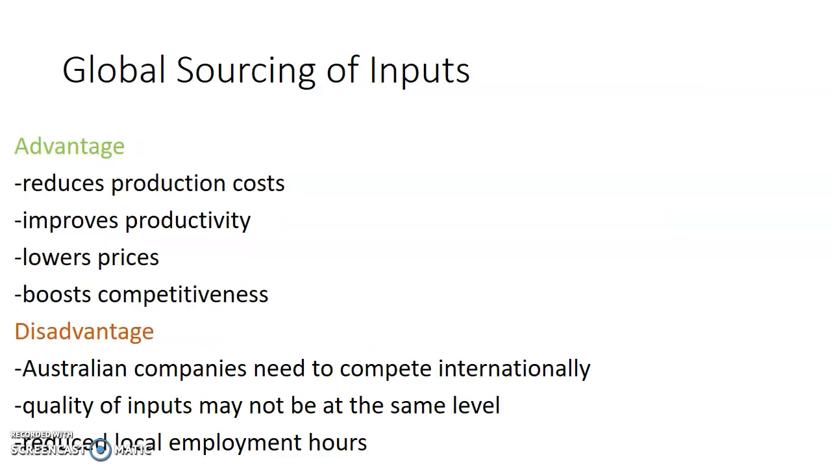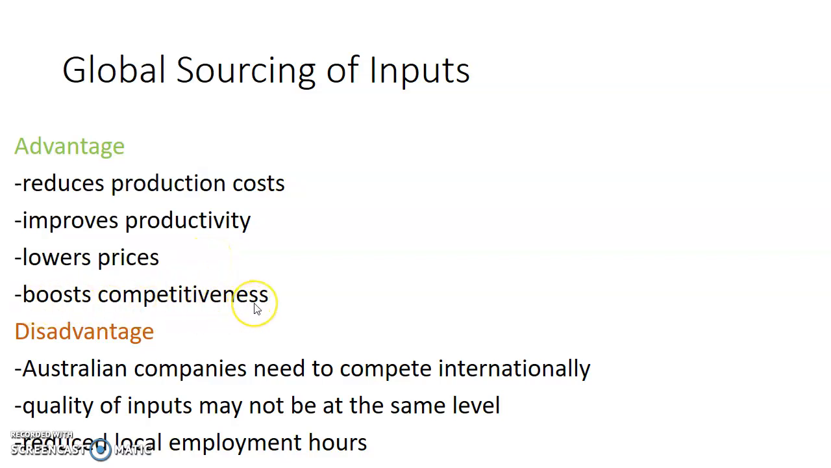Now the advantages and disadvantages. The advantages are it reduces production costs. If you're sourcing cheaper materials, cheaper inputs, cheaper labor, it is going to reduce your production costs. It is going to improve the productivity of the operations. Lowers prices because you're not spending a lot of money on transportation of goods. If you're sourcing your products from there, you're processing them there, and there's low transportation costs, which means lower prices, and also cheaper materials that you get from that country.